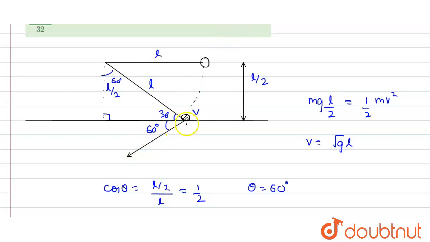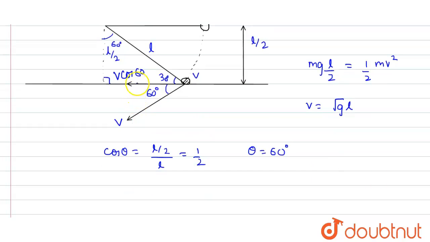Now the impact is along the y direction but not along the x direction. So the horizontal velocity would remain the same. What would be the horizontal velocity? This is our velocity v. So the horizontal component of the velocity would be equal to v cos of 60. Now what is the value of cos of 60? It is equal to 1 by 2. So the horizontal value would be equal to v divided by 2.